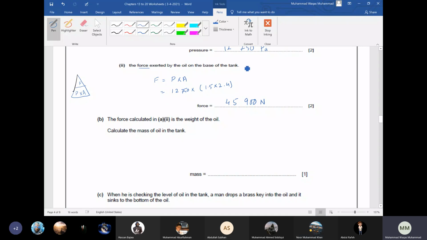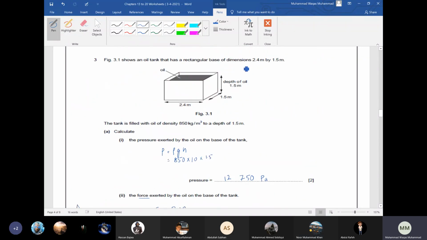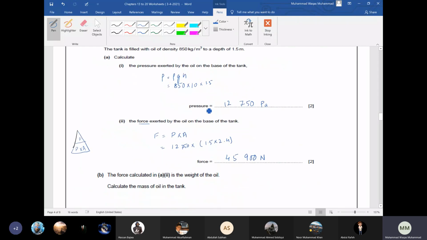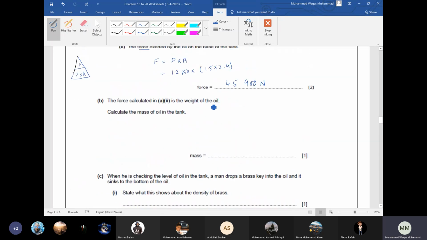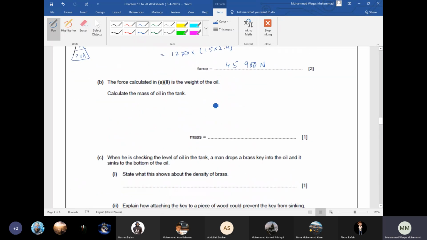We use the value of the pressure we calculated, and an area; we were given the dimensions of the base of the oil tank. So beta, its base is rectangular, so area for a rectangle is length times width. We just multiplied length and width and we got the area, and that's how we found the force, which was 45,900 newtons. Done beta.